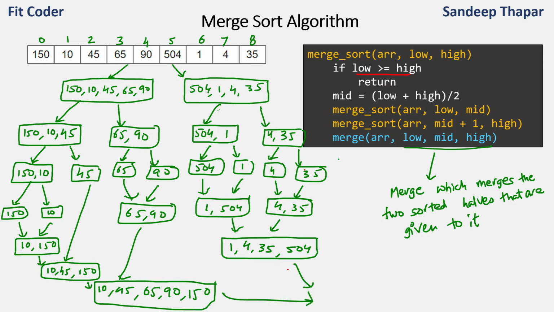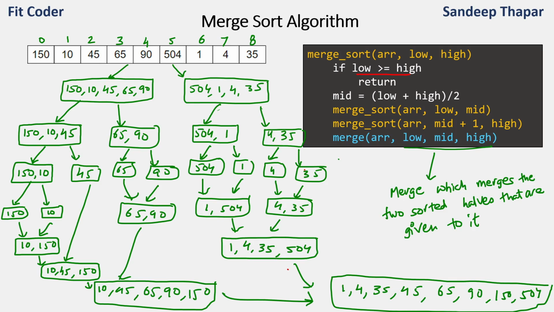Now the left half and the right half will both be combined and merged into a sorted array, which will be our answer: 1, 4, 35, 45, 65, 90, 150 and 504. So the merge function will take two sorted arrays and combine them and give us a sorted output. So this is how the merge sort algorithm works.